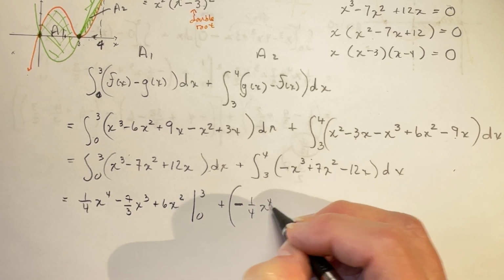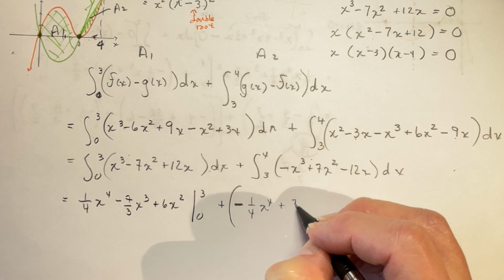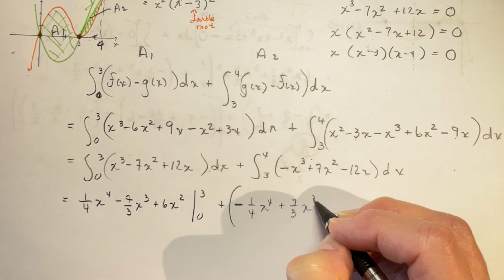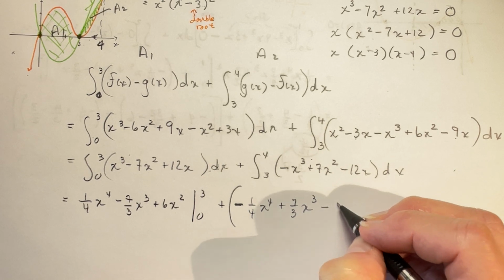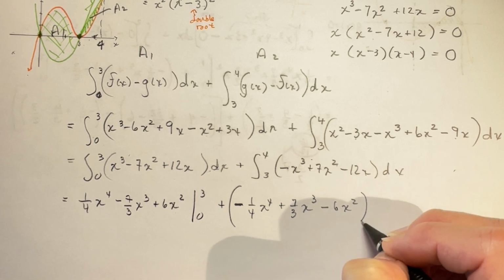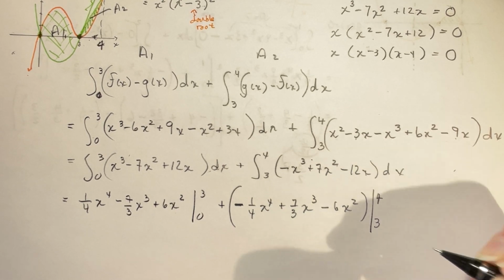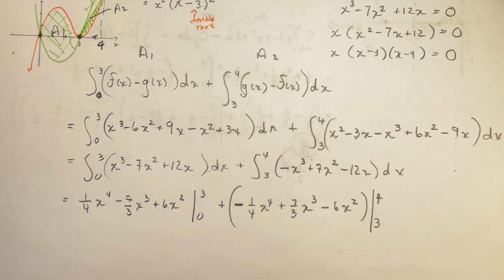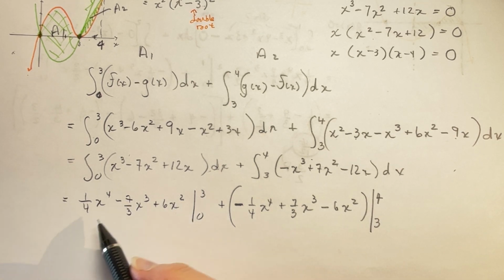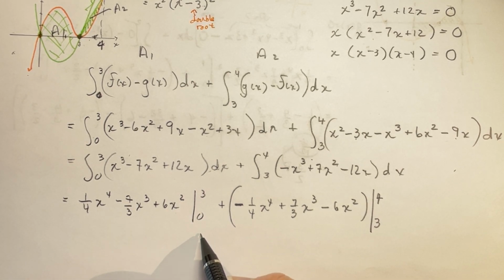So I have 1/4 x to the 4th, add 1, 7/3 x cubed. I bet you're getting really good at doing these. Minus 6x squared between 3 and 4. Okay, so again, we're at the point where it's pretty easy for you to just plug the numbers in. Maybe not easy. It's tedious work, right? But it has to be done.